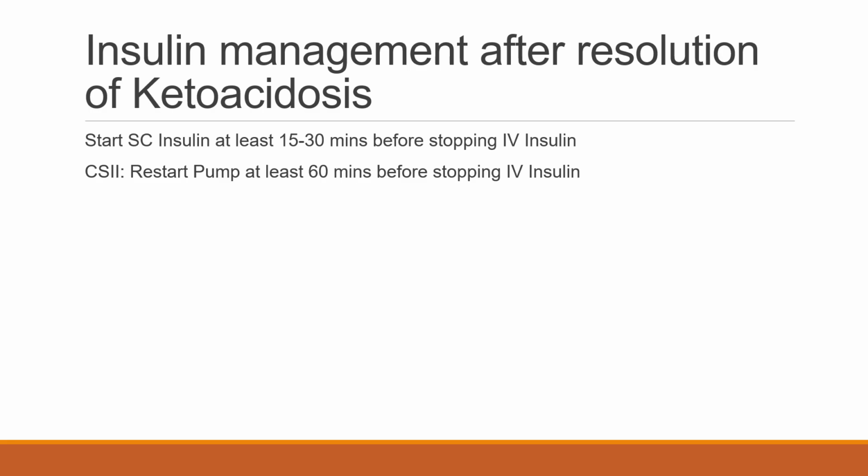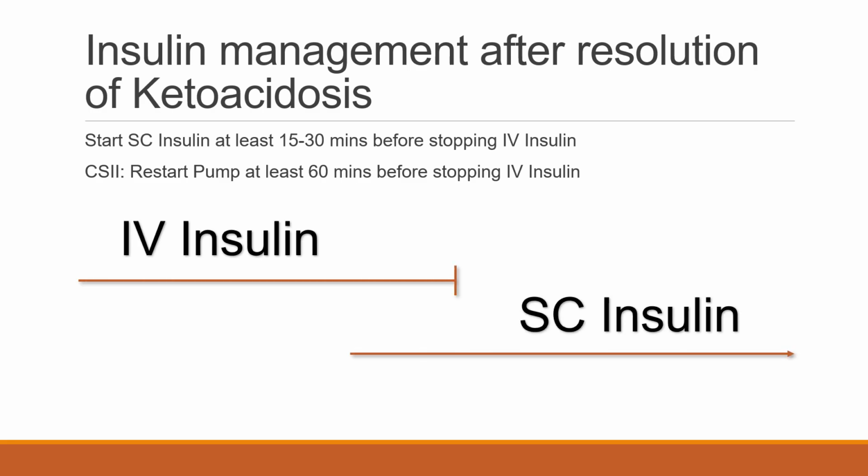Insulin management after resolution. Suppose now the resolution has happened, that means pH is more than 7.3, bicarbonate is more than 18 millimole per liter, there are no ketone bodies anymore in the blood, or it has fallen to less than 1, and complete resolution of diabetic ketoacidosis is there. So you have to start considering subcutaneous insulin and stopping the IV insulin, but you cannot do that at a time. You have to keep an overlap period of 15 to 30 minutes at least between IV insulin and subcutaneous insulin.